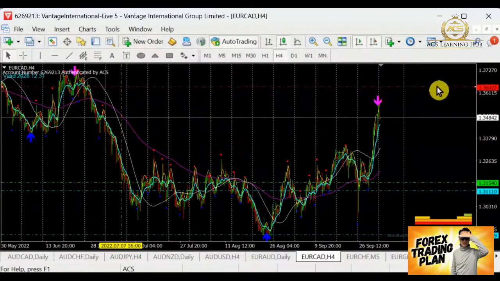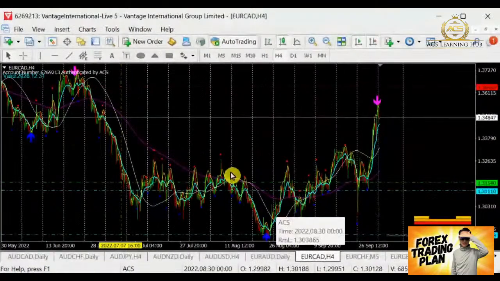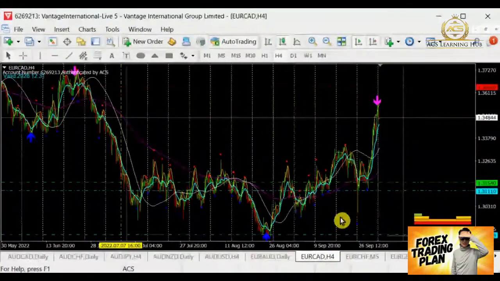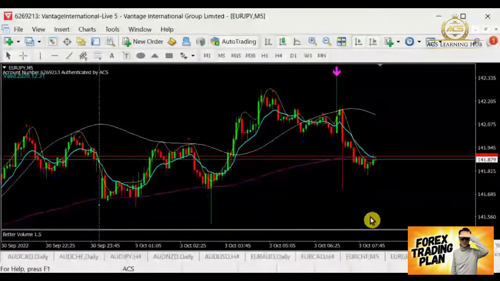For example, I'm looking out for this area here. It's still quite a big move, still quite a good space for the buy. So buyers can take note. For sellers, just stay away. All right, so let's skip over to Euro Yen.